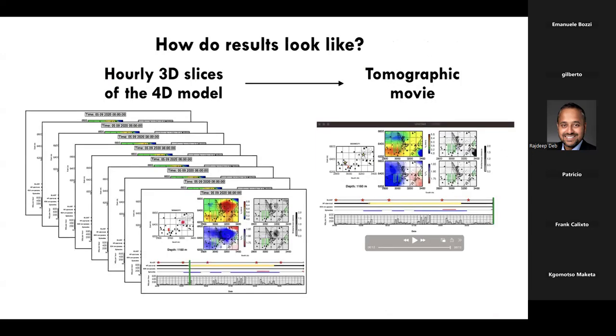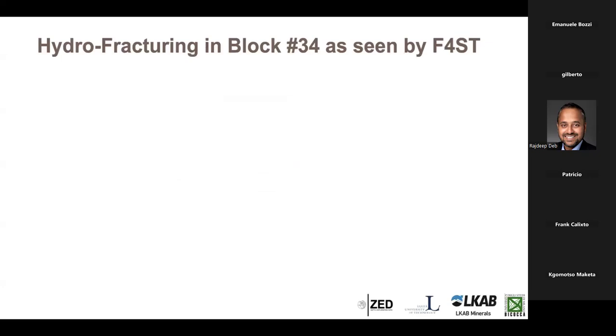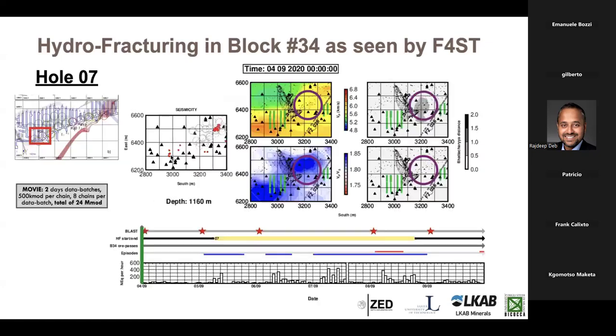And how can I present that? So I have a full 4D model, but to make a movie, I cut hourly 3D slices from the model. So I'm cutting 3D slices for you from the 4D models, and I'm producing a tomographic model, so we can see the results as a movie. So let's see the first of our blocks.